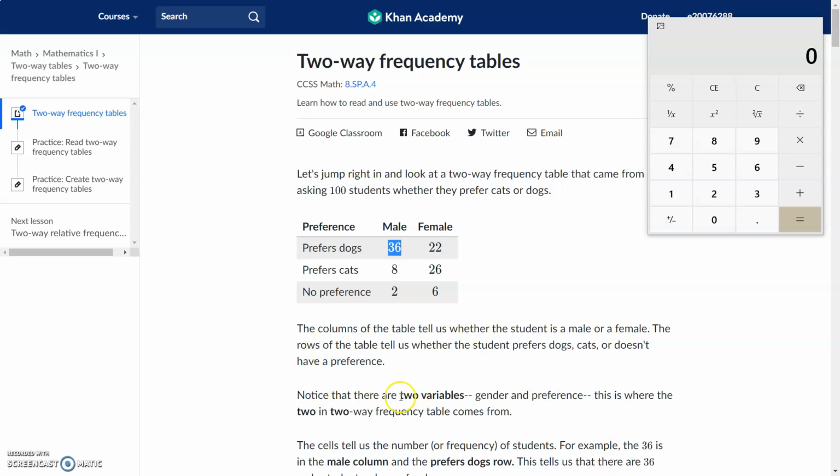Okay, so notice that there are 2 variables here. That's why it's called a two-way frequency table. There are 2 variables, gender, either male or female, and preference between dog and cat. So 2 variables. This is why it's called a two-way frequency table. It means there's 2 things happening.